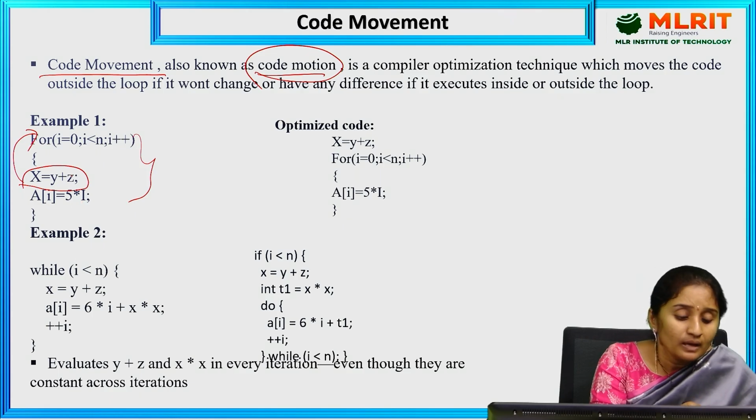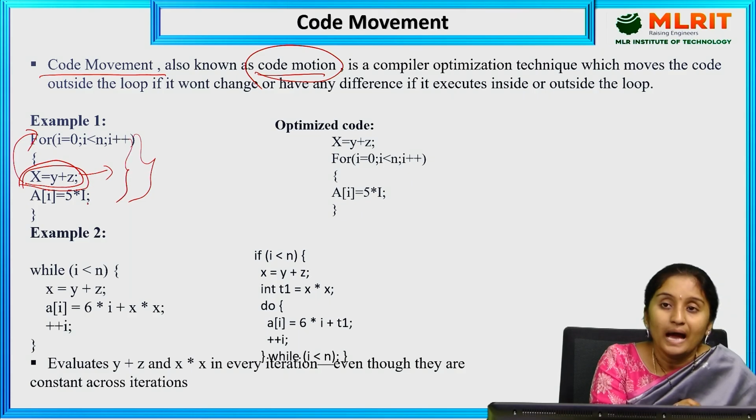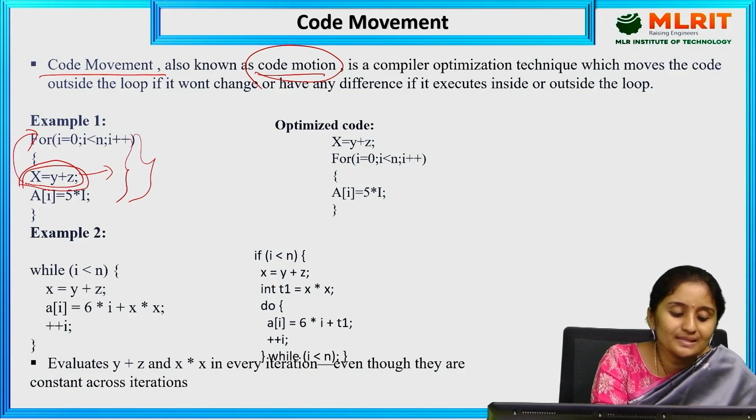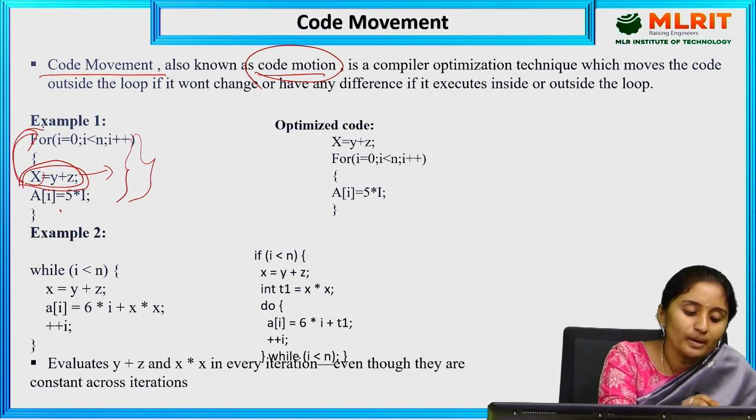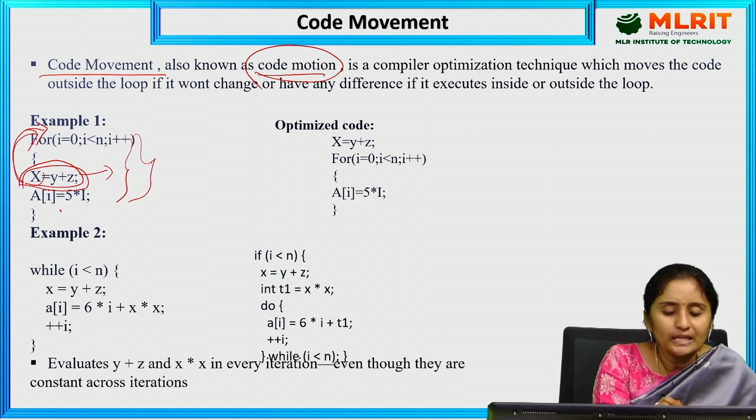So here, let us see, x equal to y plus z. By this statement, there is no use for this for loop. I am not going to use this x value anywhere in my program. So if I move this statement outside the loop, there won't be any change in my program and it won't change the output.